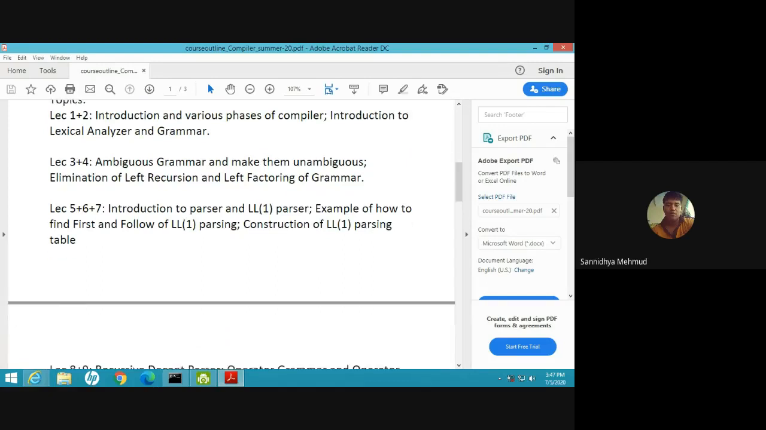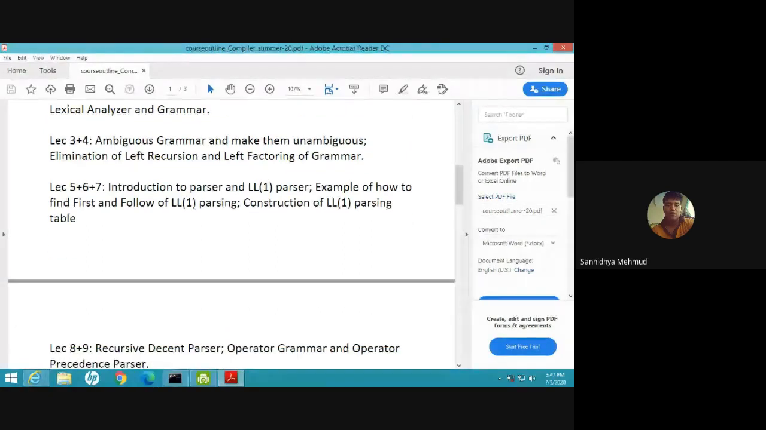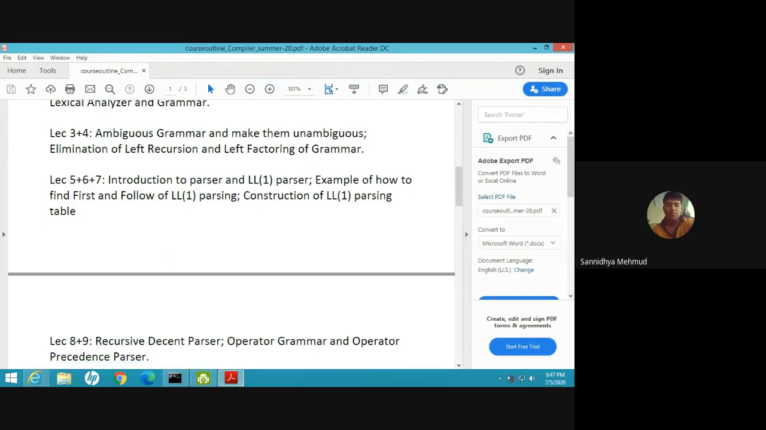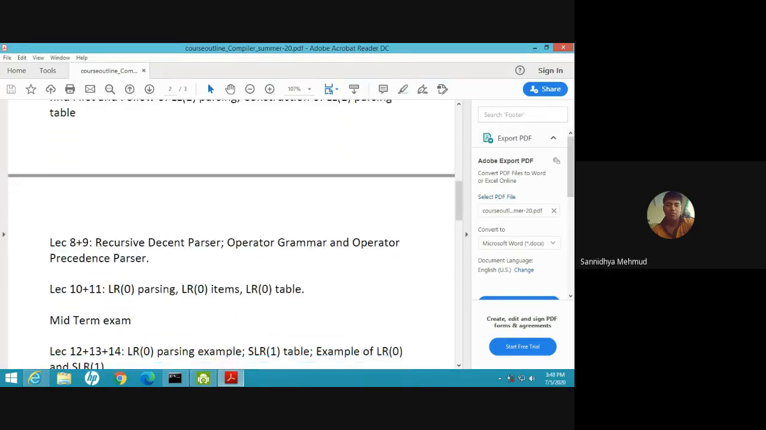Then lectures 5, 6, 7. From here, we'll introduce the real part of the compiler, so we'll start the parser part. At the very beginning, we are going to talk about the LL1 parser, with examples of how we can find First and Follow. First and Follow is a concept used in top-down parsers, and the LL1 parser is a top-down parser. So this concept we need to know. Then we're going to construct the LL1 parsing table. After that, we are done with the LL1 parser.